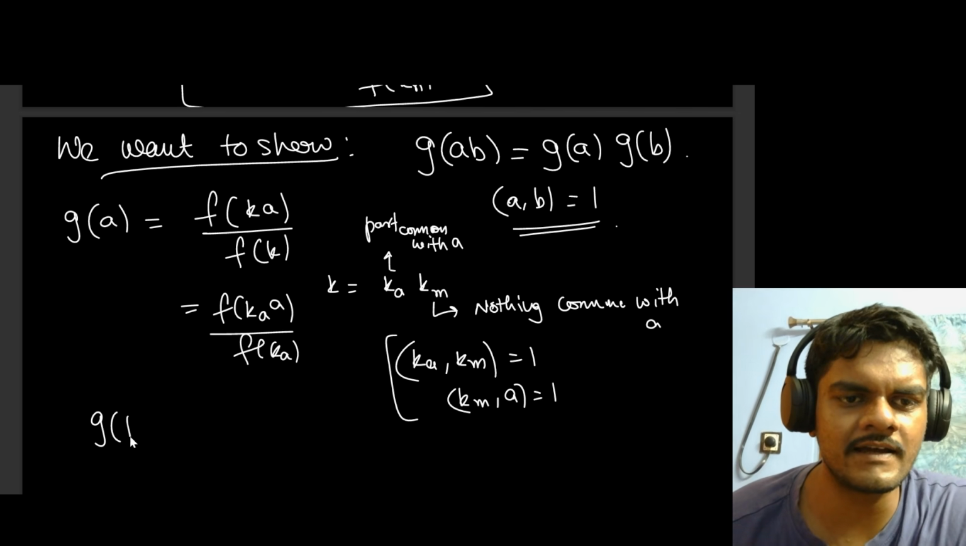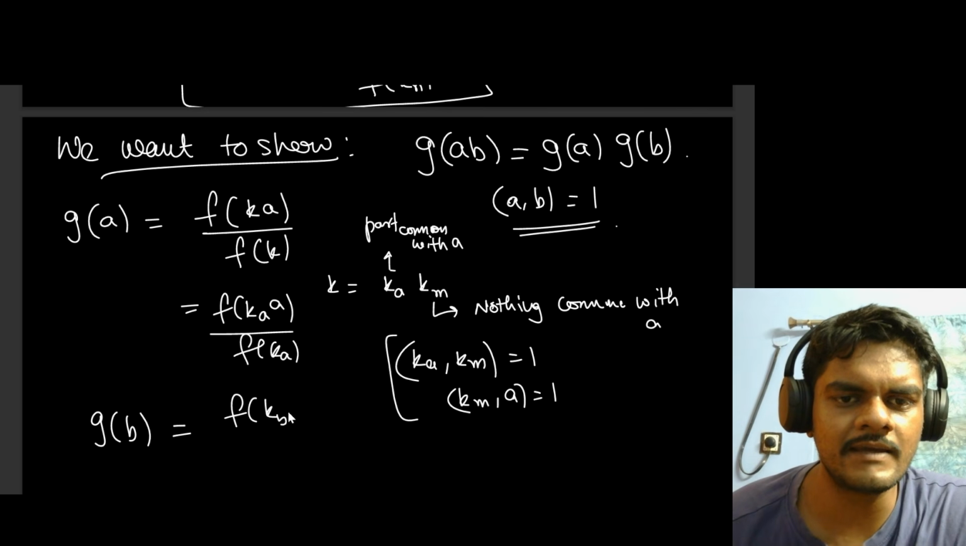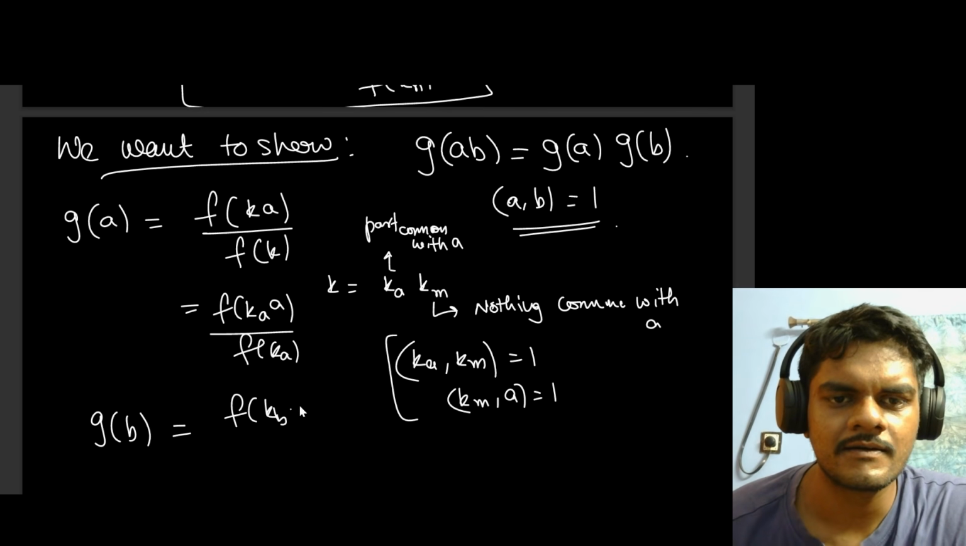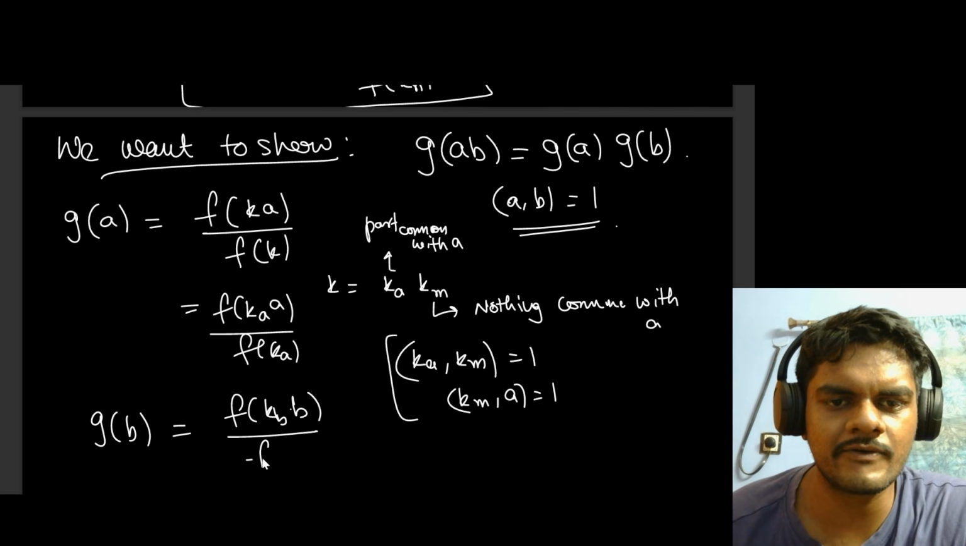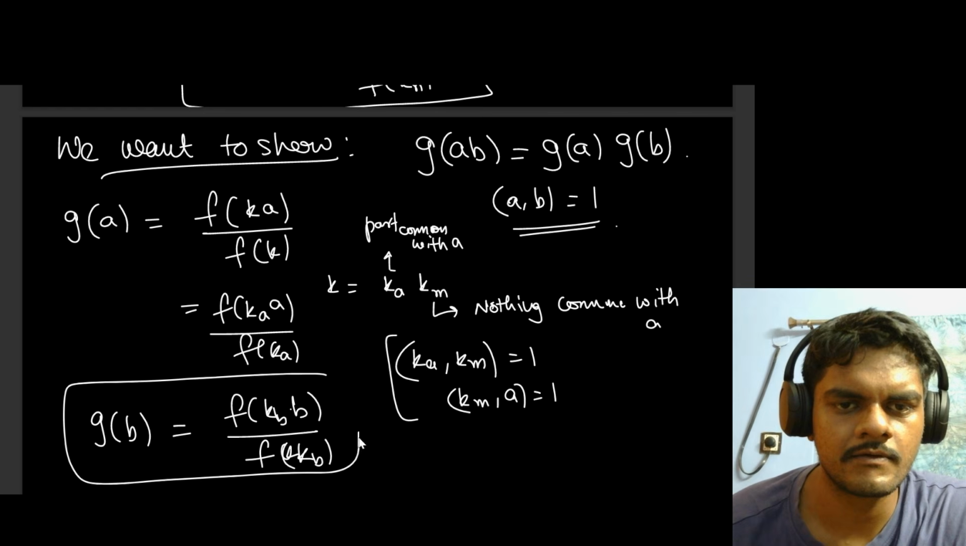And similarly, I can have g of B as f of KB B by f of KB.